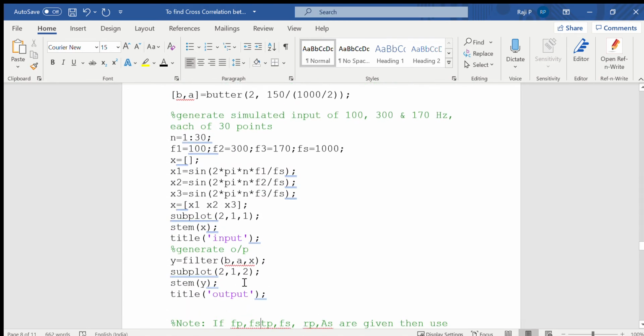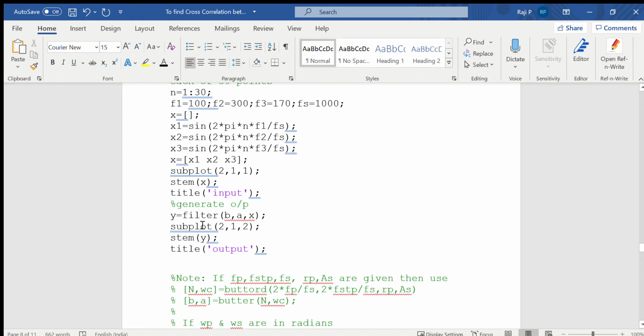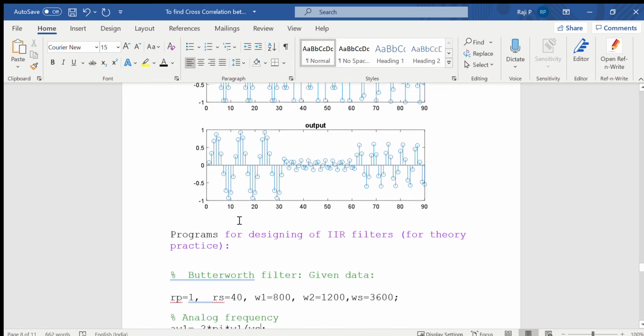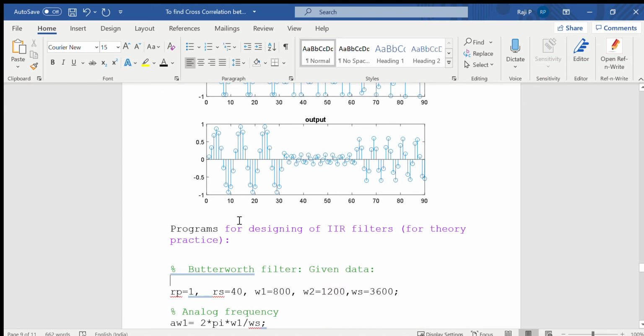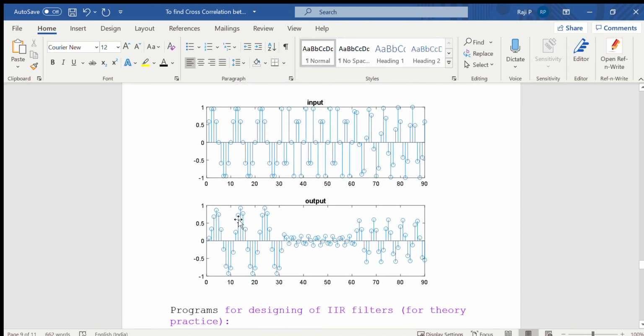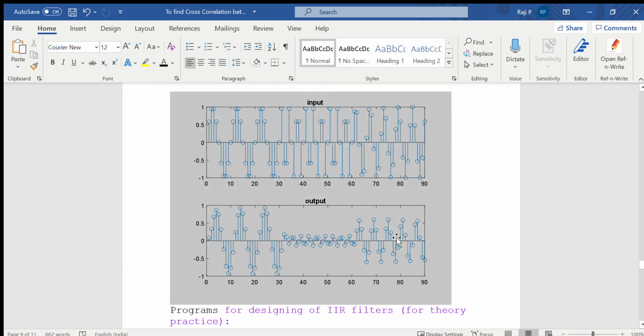This will generate the coefficients, and this is the input signal which has been explained in the previous program. Then, using the filter function, both the signals are combined and you get the final output. So this is a low pass filter. The cutoff frequency specified is 150, so the frequencies below 150 should be passed. So 100 and 150 will be passed.